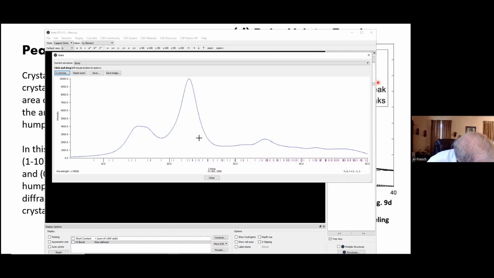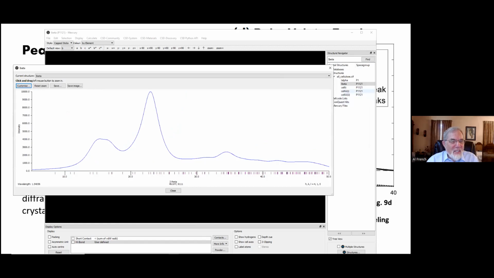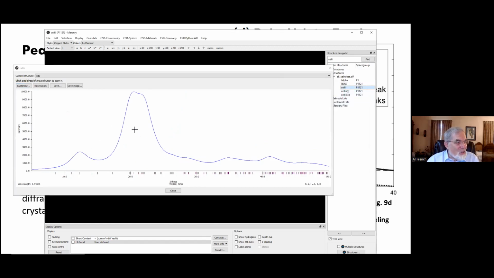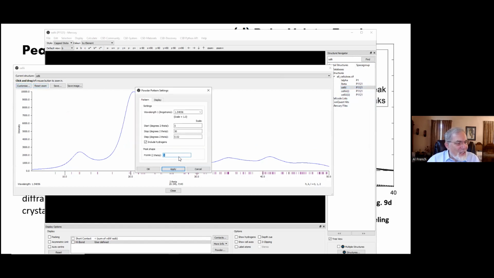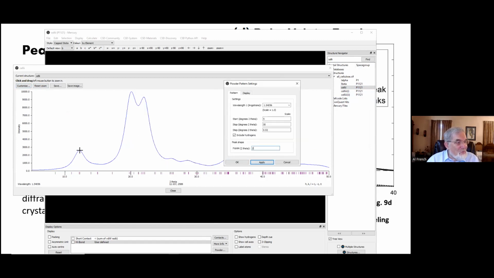So the other thing that I want to show you here, first I'll change to the Cellulose 2 diffraction pattern. So there's a Cellulose 2 diffraction pattern, and we really need to customize that, make it a little bit smaller peak, because oftentimes you'll see a pattern like this for Cellulose 2.